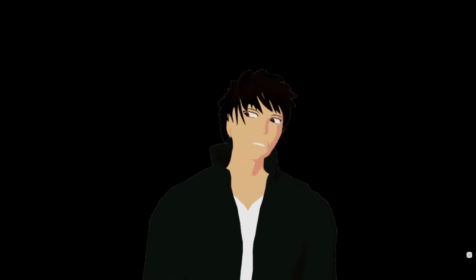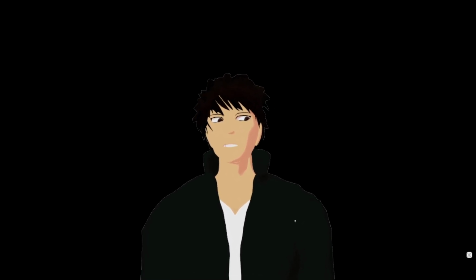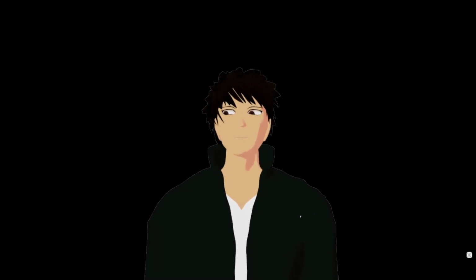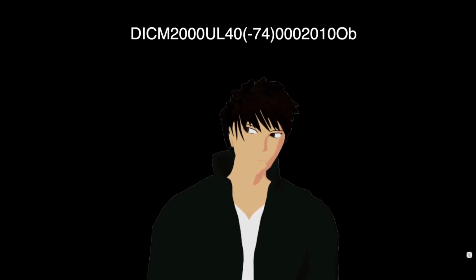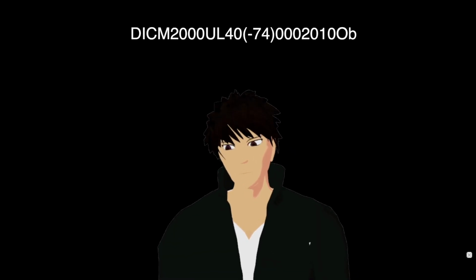So, the main task is to actually pull data from the file. But looking at the raw data, I have no clue what any of this means. I mean, look at my notes, for goodness sake. Like, what is this? What?